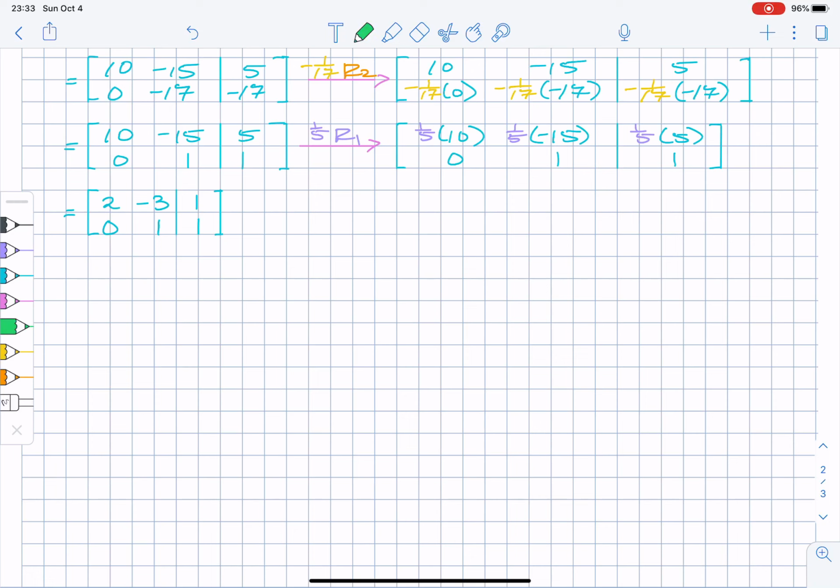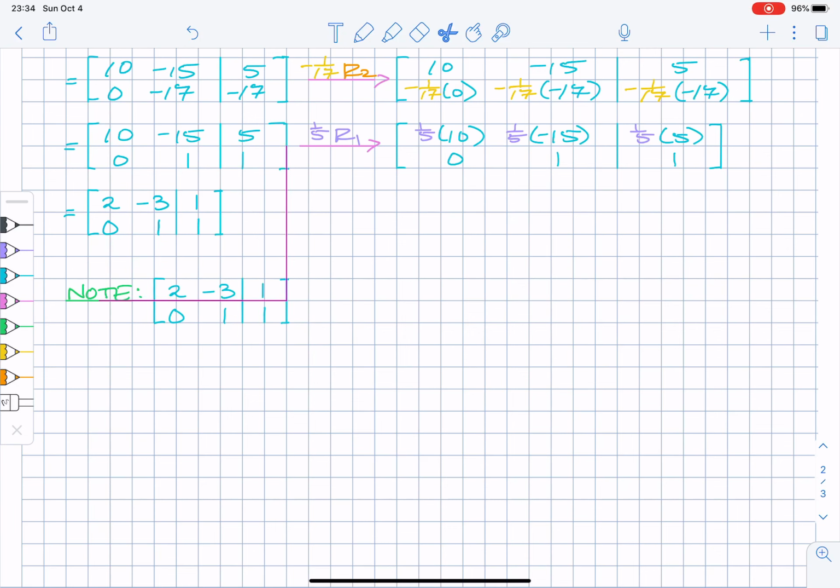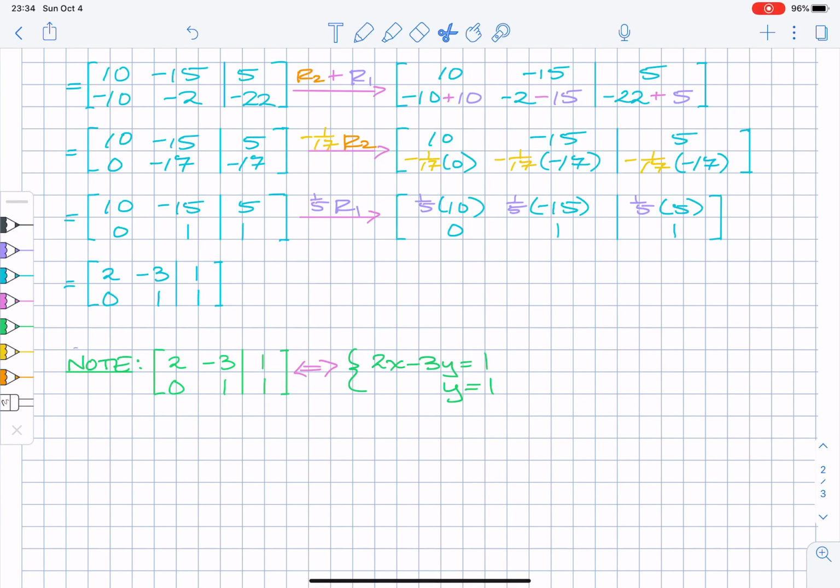So let's note something. That's all I asked you to do, but note something. If I take this, this is actually equivalent to the system 2x minus 3y is equal to 1, and y is equal to 1, which is much easier to solve than the original system. We're not there yet, but I just wanted you to note that. Okay, so let's do number 2.